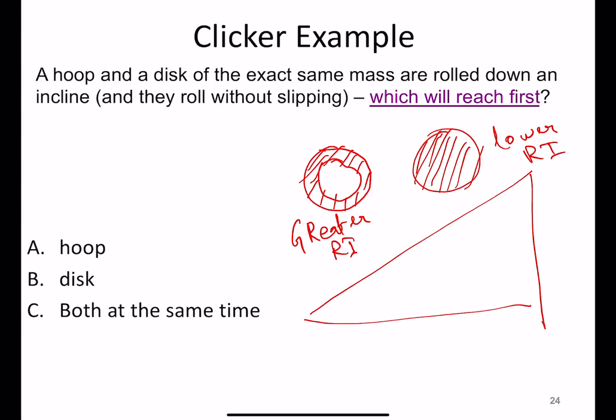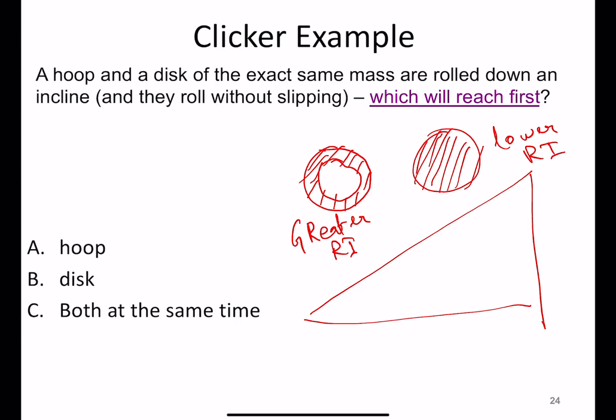it's harder for gravity to get the hoop to start rotating because it's got a greater rotational inertia. And it's a lot easier for gravity to get the disc, which has a lower rotational inertia, to start rotating. And so the disc begins to rotate much faster, and so it wins the race.